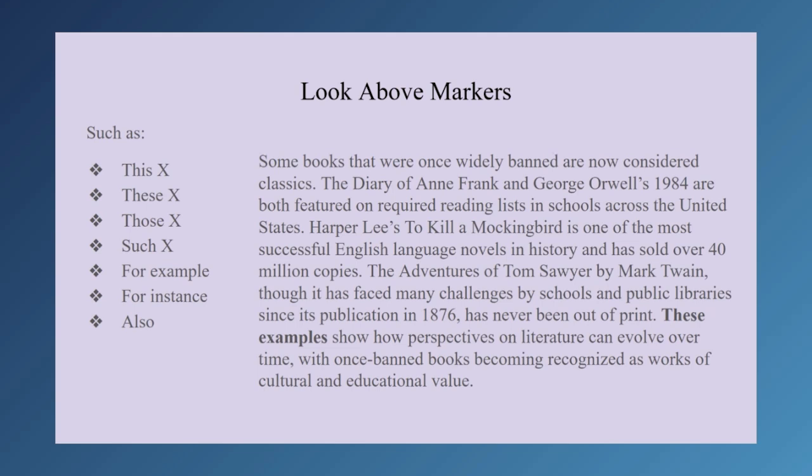These examples show how perspectives on literature can evolve over time, with once banned books becoming recognized as works of cultural and educational value. These examples refers to The Diary of Anne Frank, 1984, To Kill a Mockingbird, and The Adventures of Tom Sawyer. So it indicates that you should look above, and in this case, the examples are a little bit scattered.